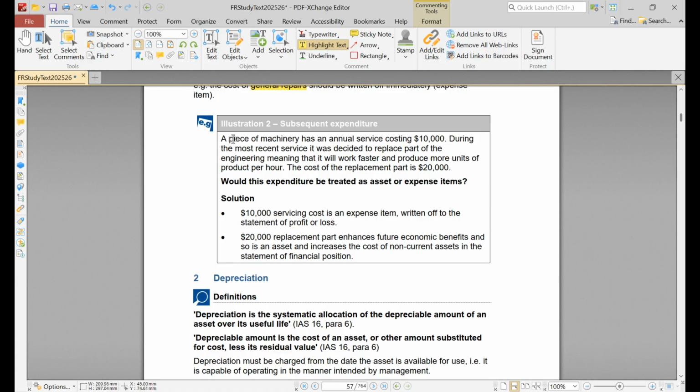Now, see, there are two costs. First cost is the annual service cost. This is something which would be incurred every year, and the service cost is required so that the machine can function smoothly. It is not enhancing the asset. So which means that 10,000 would be expensed to profit and loss. However, for the cost of 20,000, if that part is replaced, then the asset will work faster and it will produce more units. So this is increasing the productivity of the asset, which means that 20,000 can be capitalized.